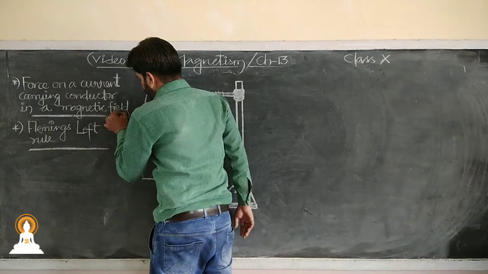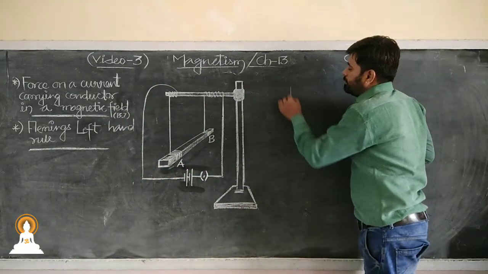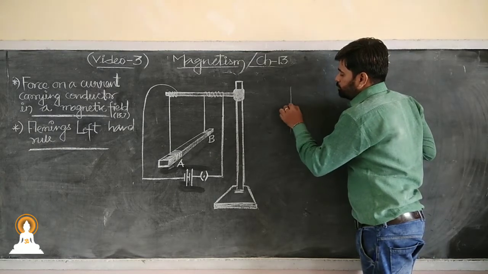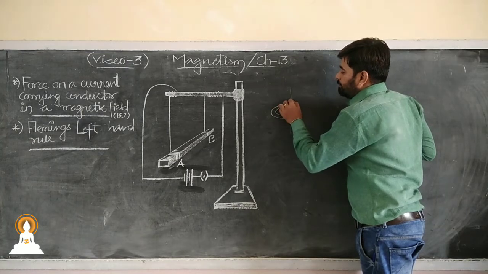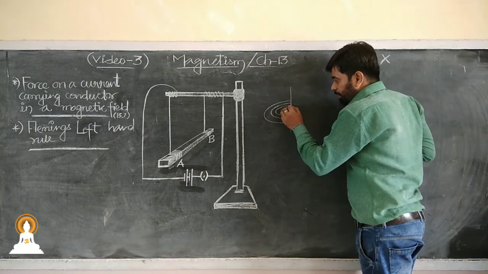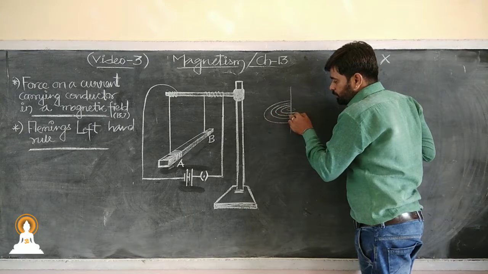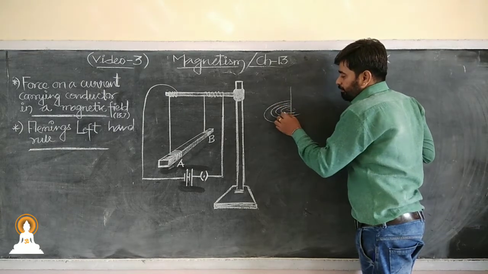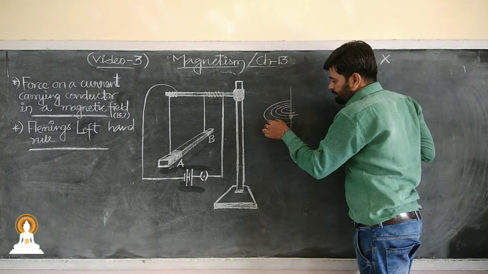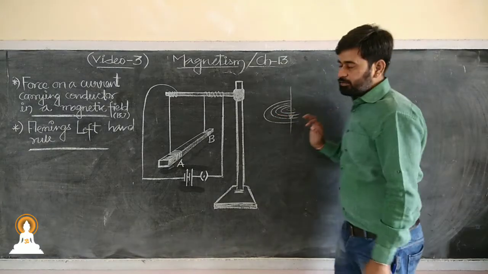Now see force. Listen carefully: a current carrying conductor produces a magnetic field, and this magnetic field in turn exerts force. Whenever there is another magnet in the vicinity of that conductor carrying current, there will be a force exerted by that magnet.